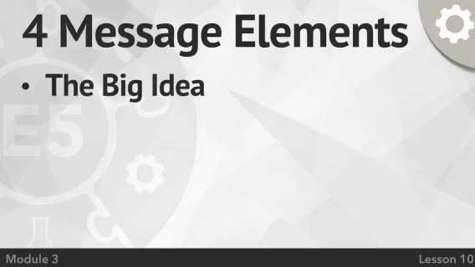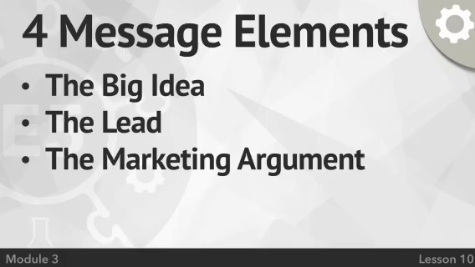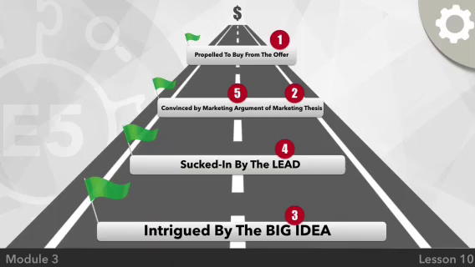So we've got the big idea, which we're going to cover in our next lesson. We've got the lead, which is the first 500 to 800 words of your funnel. We're going to cover that in the next module. There's your marketing argument, which actually consists of the thesis, which we're going to be talking about in just a second. This is the body of your marketing funnel. And then there is the offer, which, of course, you know, that's what we just covered.